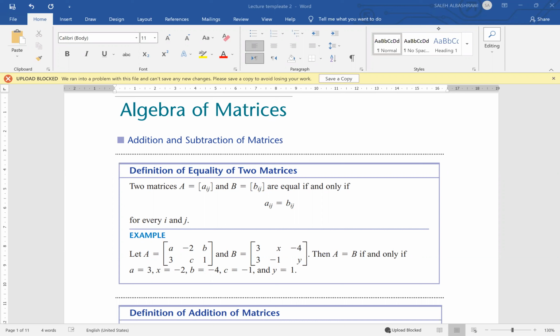Today we are going to speak about the algebra of matrices. By algebra, we mean that we are going to speak about the addition, subtraction, and multiplication of matrices. There is no division for matrices, only addition, subtraction, and multiplication. Start with the definition of the addition and subtraction, or the equality of the two matrices. Then we are going to speak about how to add two matrices and how to subtract two matrices. The product of the two matrices will be in the next part. So start with the definition.